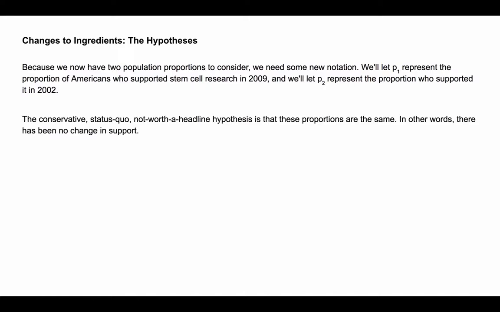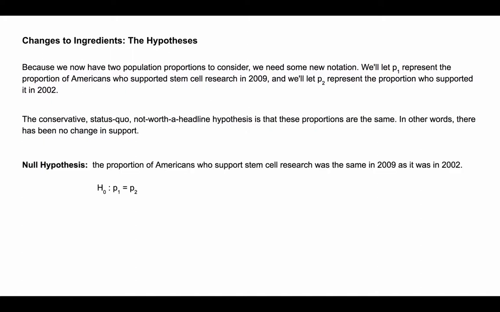Now, the null hypothesis, we'll think about what that is first. Remember from previous sections in Chapter 8, the conservative, status quo, not-worth-a-headline hypothesis, that's our null hypothesis. In this scenario, it's that the proportions are the same; the proportion of people who supported stem cell research stayed the same, no change in support. How do we write that? We write H naught, colon, p1 equals p2. This just means that the proportion of Americans who supported stem cell research was the same in 2009 as it was in 2002. They were equal to each other.